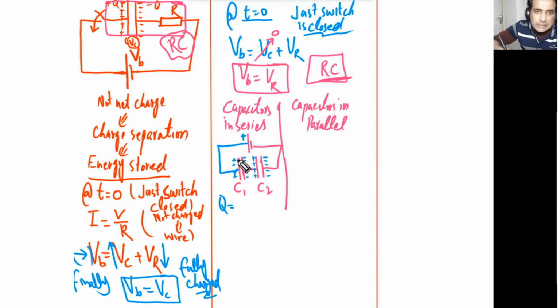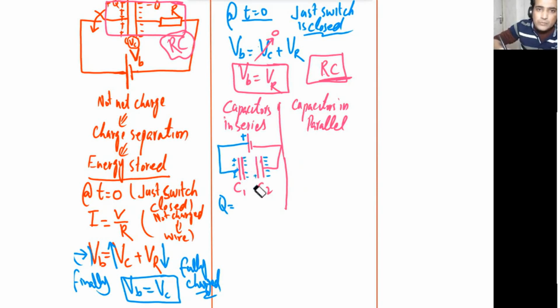Now you can see that in this case Q is the same. Q on C1 will be equal to Q on C2, because this charge is just induced. When electrons come here, they repel electrons from here. If you want to see it a little more clearly, at the beginning there were electrons here. As these electrons came, they repelled these electrons, so they moved to the next place.